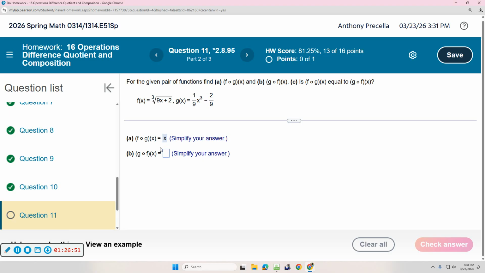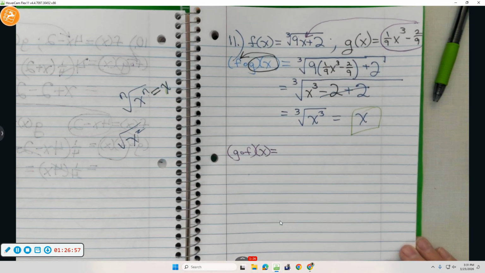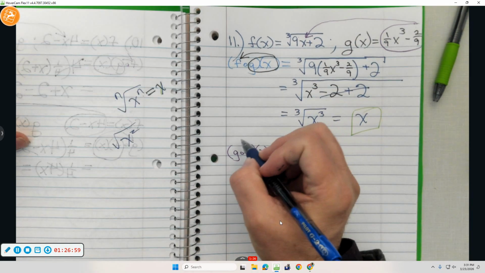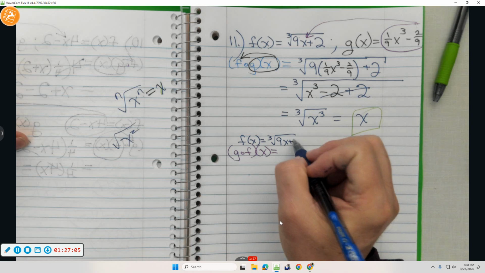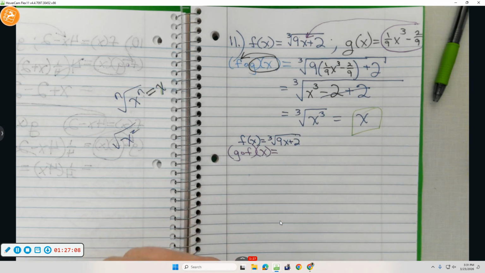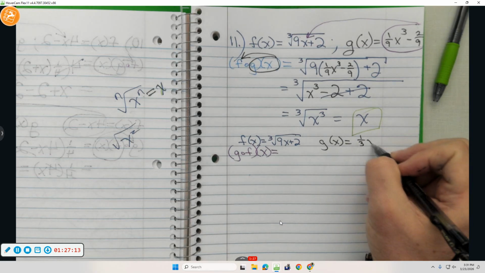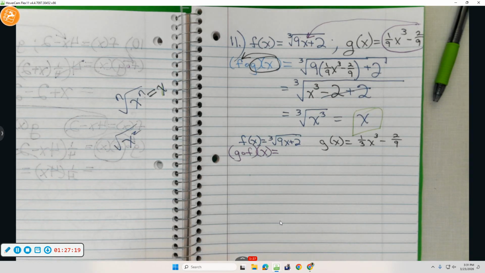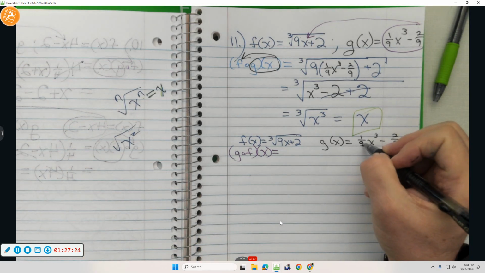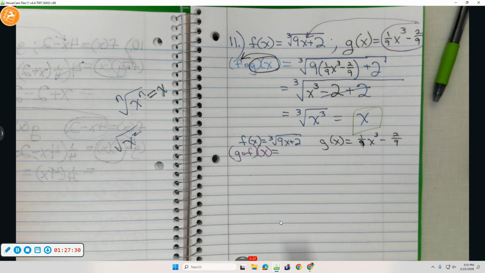now we want the opposite direction, g composed with f of x. Oh, wait a minute, I have to recopy my function. I have a cube root of 9x plus 2, and g is the 1/9 x cubed minus 2/9. It would have canceled out then, I bet. Okay, that's 1/9 x cubed minus 2/9.